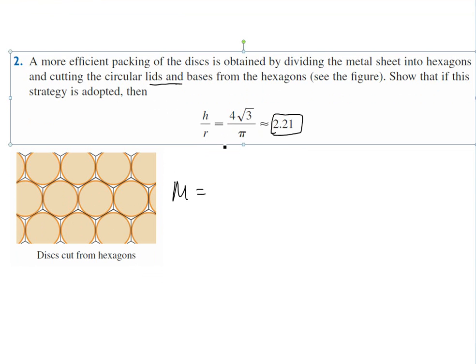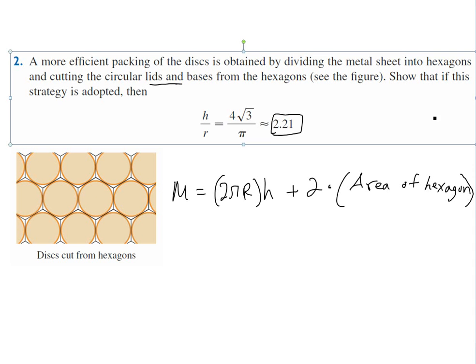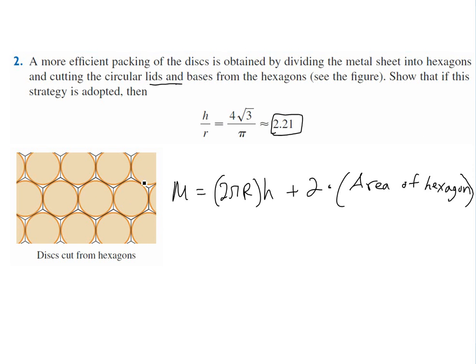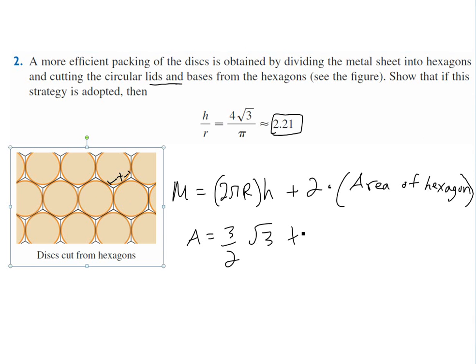Well, the area of the cylinder part is just going to be the circumference 2 pi r times h again, and then plus 2 times the area of a hexagon. This is the top and bottom caps. And in my previous video, I showed that the area of a hexagon, if you have this hexagon, let's call this length t. This is from here to here, and they're all the same lengths, the area is just equal to 3 over 2 square root 3 t squared. So I showed this in my previous video.